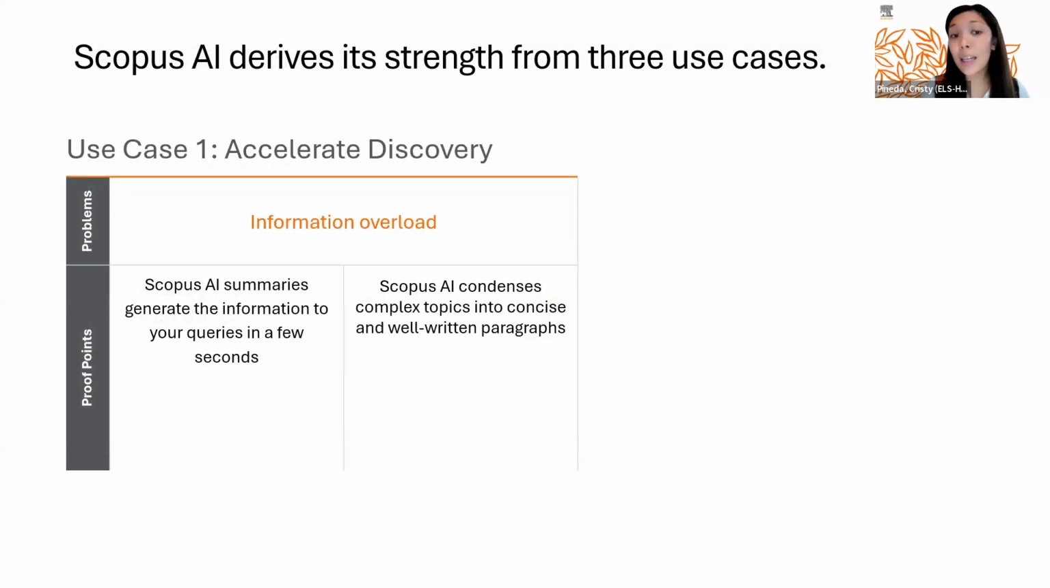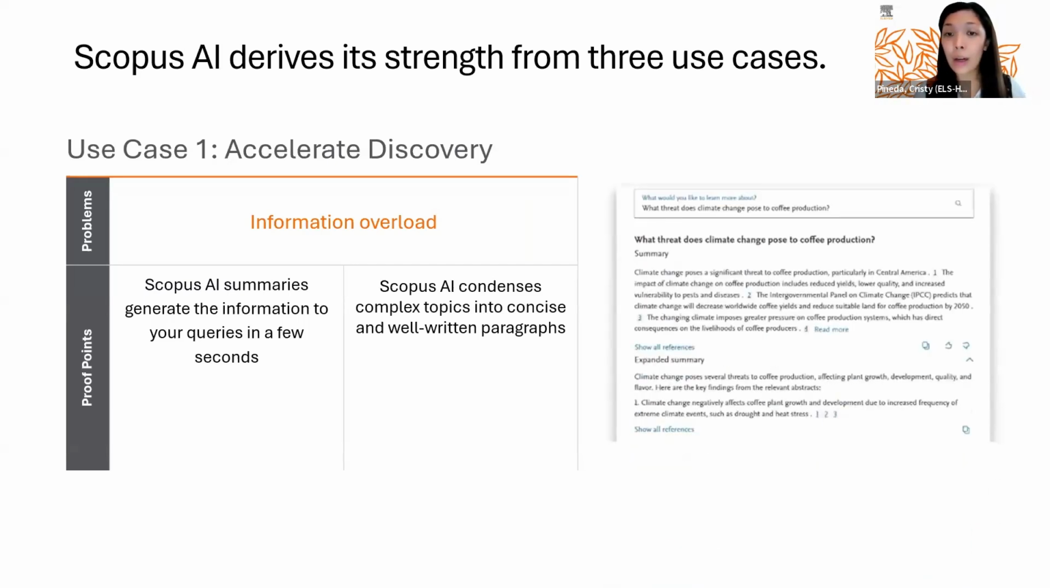First is to accelerate discovery. Because like with what we've mentioned earlier, there is a lot of information, and sometimes there is information overload, or we get overwhelmed with the information that we get out of the searches that we do. With Scopus AI, it is able to summarize that information. It is able to make it into a concise, well-written paragraph, just like this one. So this is a sample, which later on in the demo, my colleague will be sharing as well.